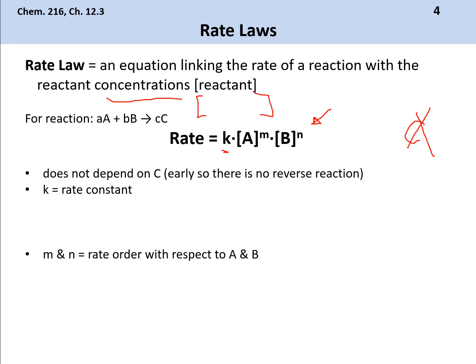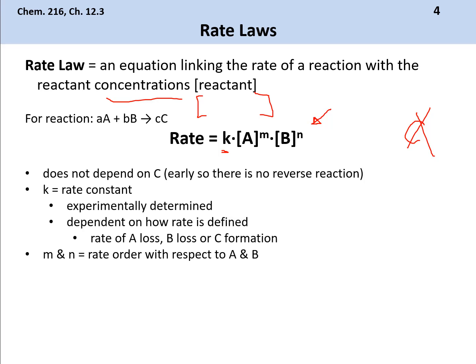This k is what we call a rate constant. Rate constants are experimentally determined, and they also depend on which rate I'm looking at, if I'm looking at rate of A loss or B loss or C formation. Now, it's called a rate constant, but it's different than some of the other constants we've talked about. For instance, we talked about c being the speed of light. Well, that's a constant in the fact that it's always 2.998 times 10 to the 8th meters per second. Rate constants are dependent on the reaction itself.